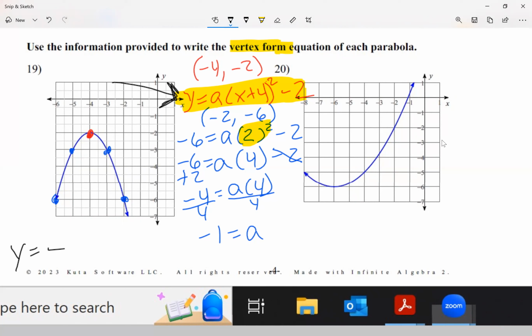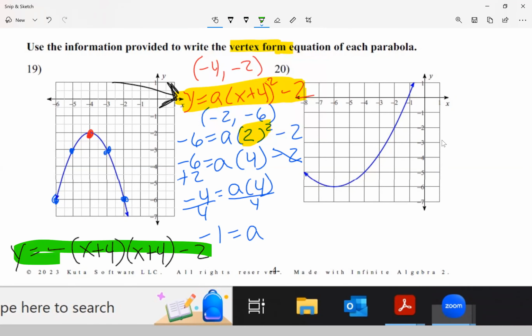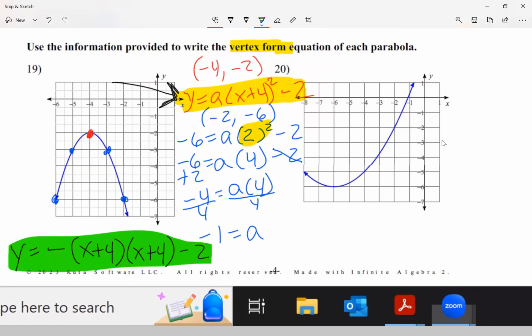When you guys type this, you guys will go x plus 4 twice. That's how much we're going to write this square. X plus 4 twice minus 2. Notice how my aperture, I don't write the number 1. I just include the negative sign. And also notice that my parentheses, I wrote it twice.